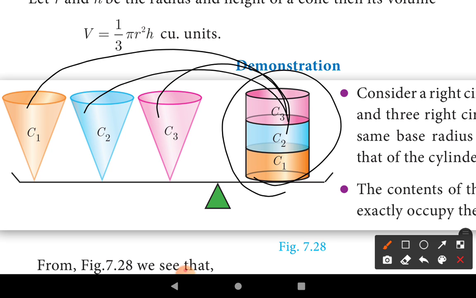So what you understand from this demonstration is that the volume of the right circular cylinder is pi r square h, and since you have to fill 3 times to fill the cylinder, the volume of the cone is 1 by 3 pi r square h. 1 by 3 means one third of the cylinder volume. That's why it is written V is equal to 1 by 3 pi r square h cubic units.